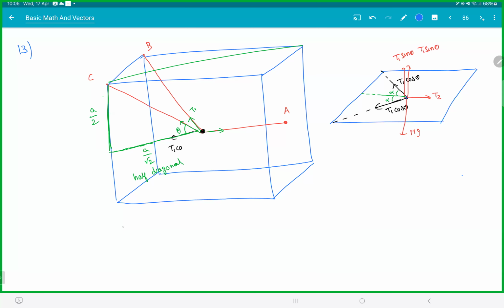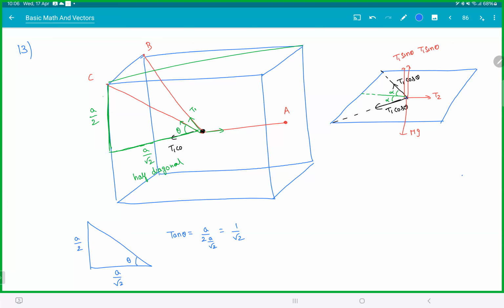So from there we can get, basically in this triangle, this is A by 2, this is A by root 2, this is theta. If I use Pythagoras theorem, I will get, actually I can use tan theta, which is A by 2 over A by root 2, that is 1 by root 2. This is not a standard angle.